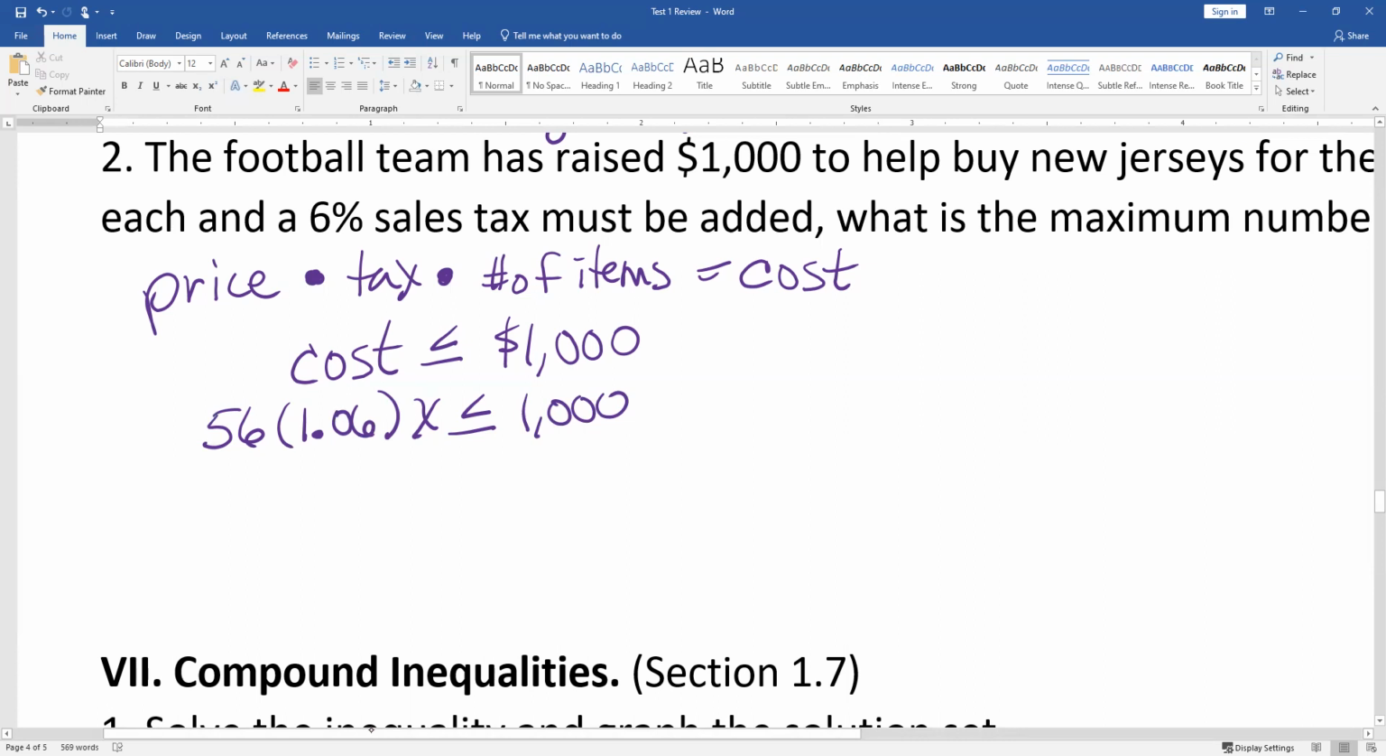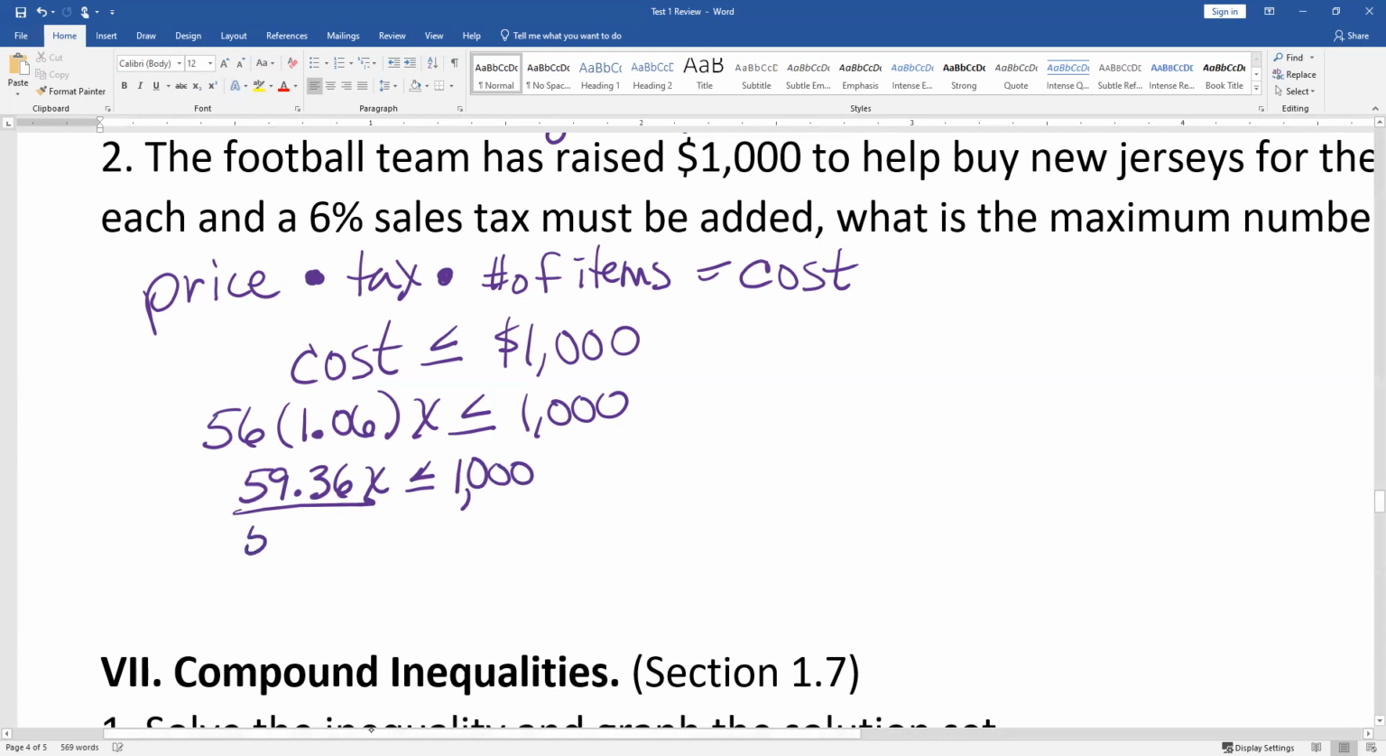So I'm just doing the multiplication. 56 times 1.06 is 59.36. So you could do the price of one item plus tax, which is what I just did. That's the 56 times 1.06. So each jersey with tax costs $59.36 times the number of items needs to be less than 1,000.